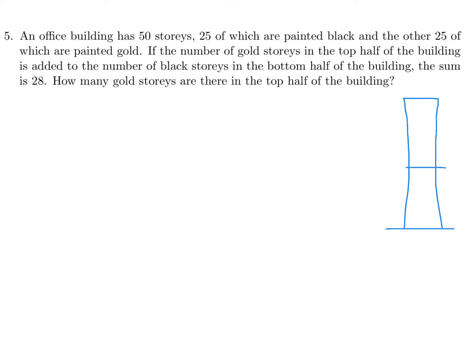So we've got a top half and a bottom half. I'll call the gold in the top GT, the black in the top BT for obvious reasons, gold in the bottom GB, and the black in the bottom BB. Based entirely on the information in the question, the total is 50 stories. So if you add all of these up, they have got to equal 50.